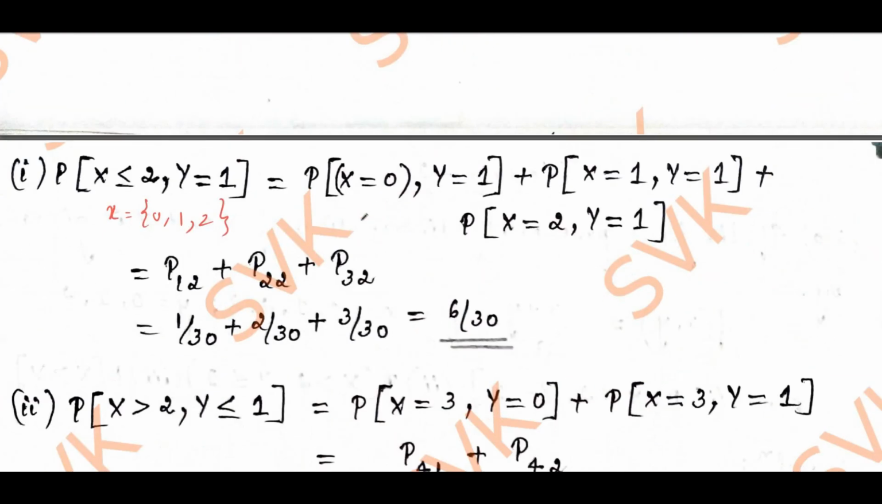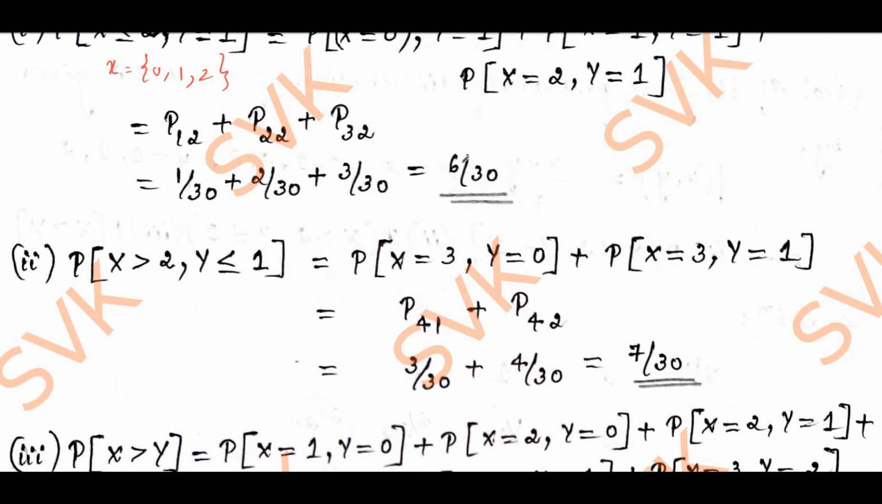So that is what we have noted down, and I have simplified P32. After simplification, I have got the answer as 6 by 30. Similarly, going with the next probability distribution, probability of x greater than 2, y less than or equal to 1.